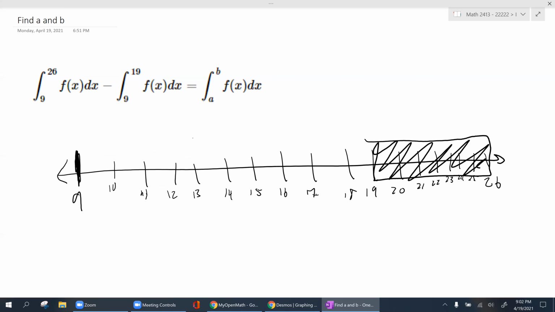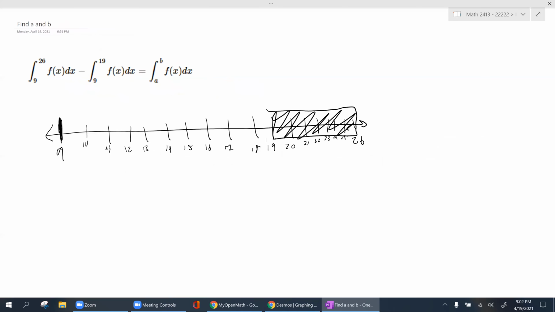You're left with 19 through 26. So your new integral would be from the lowest point to the highest point. Always remember that: lowest to highest. We're going to find out what you do if it's not written like that. It has to be written like that. If it's not, we'll see what we do.